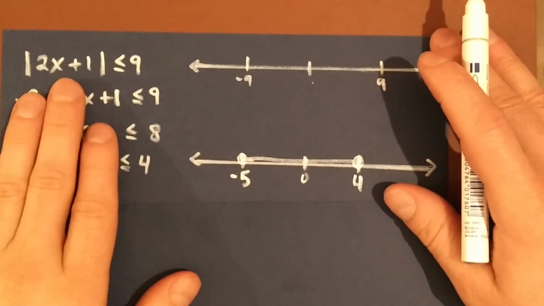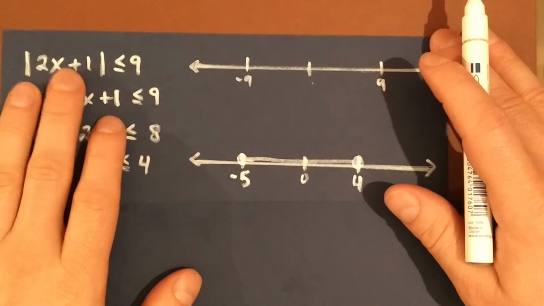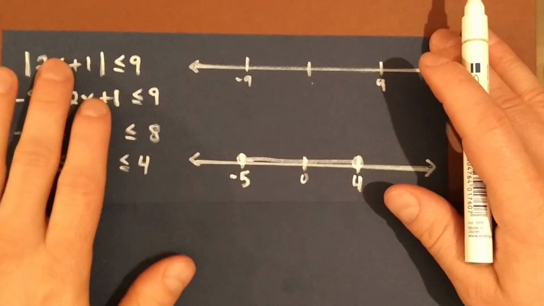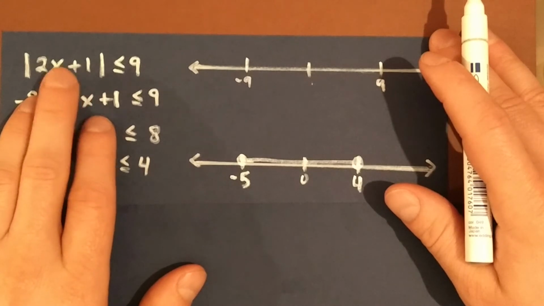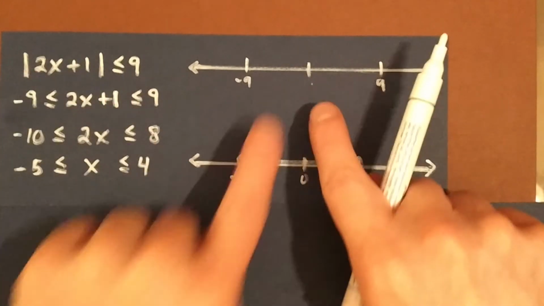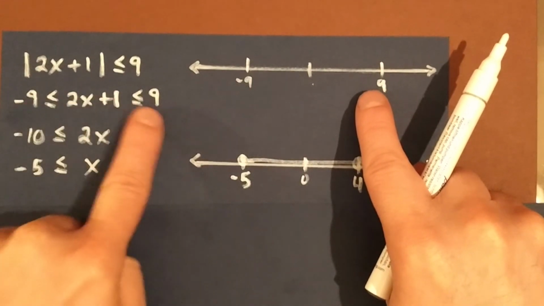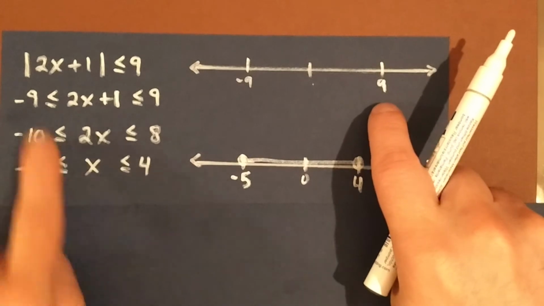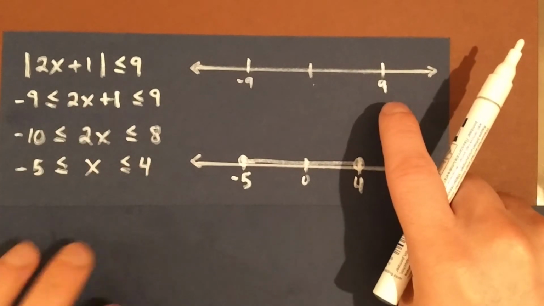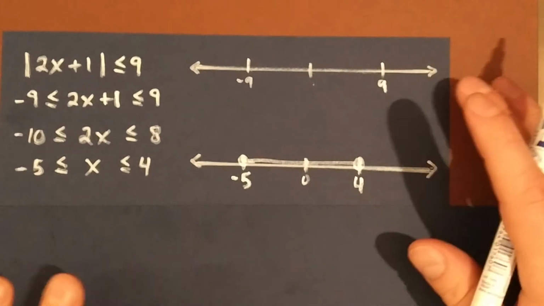So again, we start out by thinking about this expression and where this expression is, what are its values, as if it was just x. And it is less than 9 units from 0 in either direction. So this expression is between negative 9 and 9. And then we solve the inequality like we would normally solve linear inequalities.